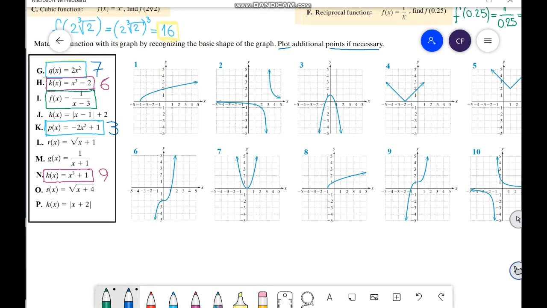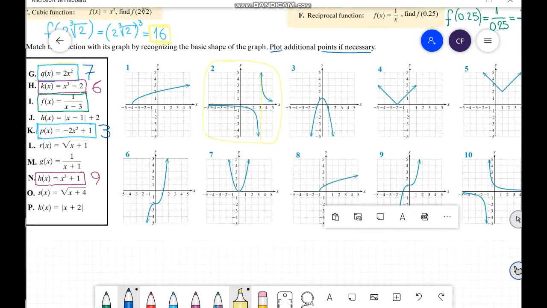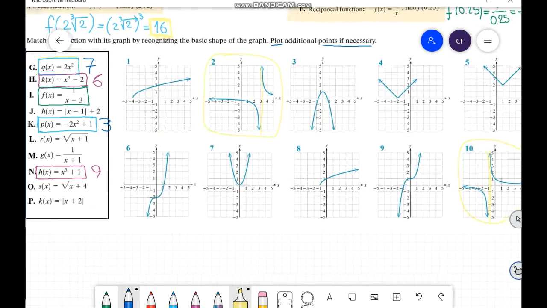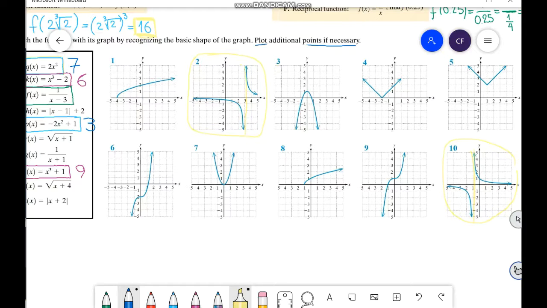Let's find the options. And this one, number 2, looks like a reciprocal function. Have the gap, here, the gap. And number 10 looks like a reciprocal function as well. Check this out, number 10, also has a gap. And let's find out which one is letter I. F of x equals 1 over x minus 3.